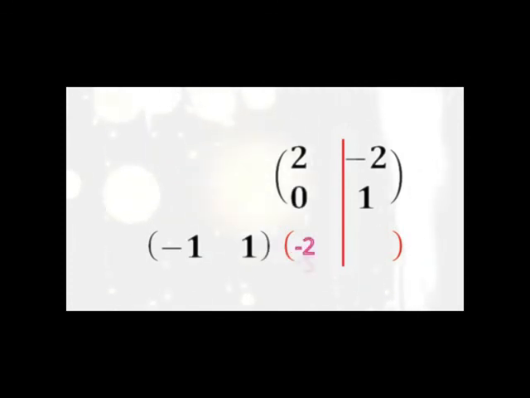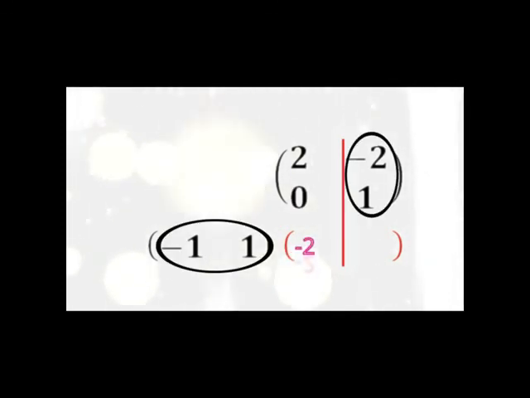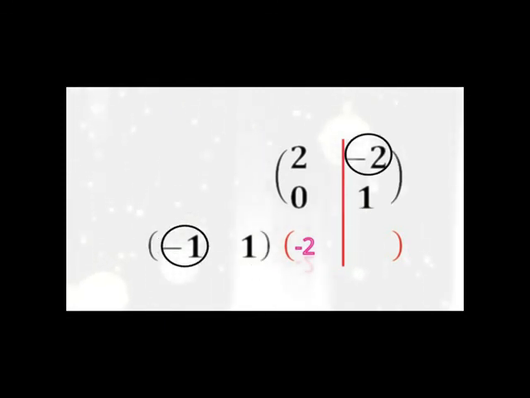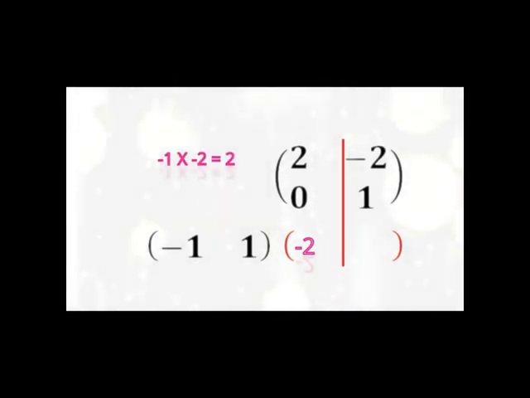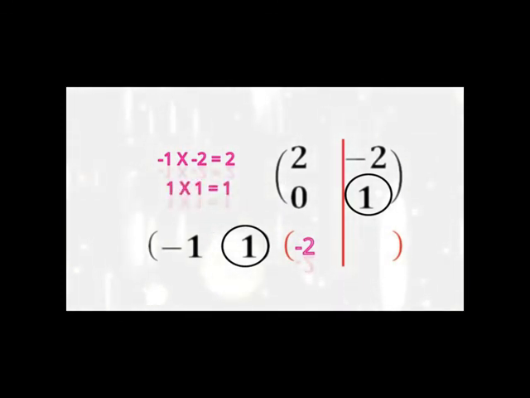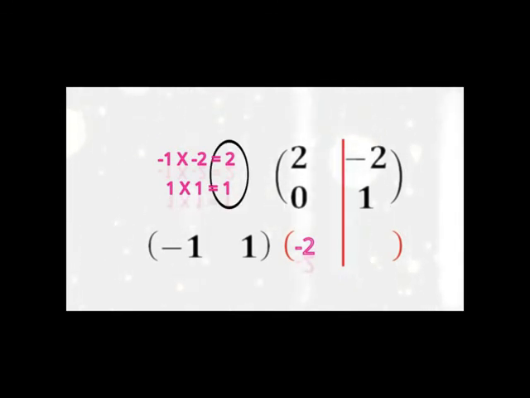Now we multiply the row with the second column. We do exactly the same as previously. We multiply the first number of the row with the first number of the column. Negative 1 times negative 2 equals 2. And then the second number of the row with the second number of the column. 1 times 1 equals 1. We add those numbers together. 2 plus 1 equals 3. That number goes to that position.